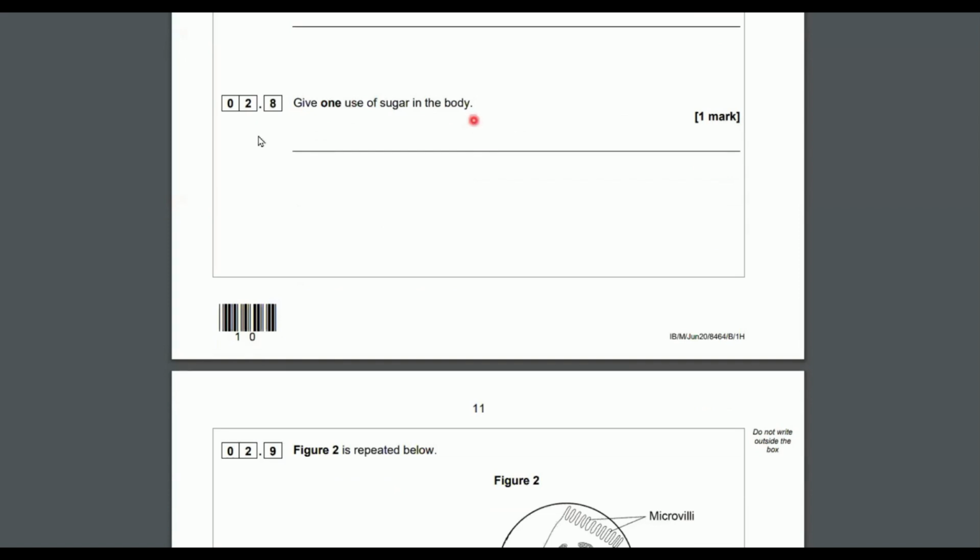Give one use of sugar in the body. Well, sugar is a great energy storage molecule, so we could write that. Or it is used in respiration, would be the best answer, to release energy. And that could be energy for growth or energy for contracting muscles, for moving, for lots of different things.